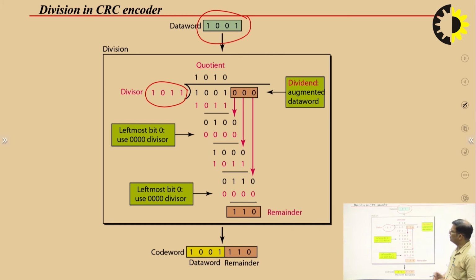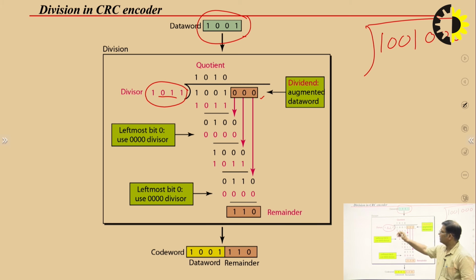So in CRC, this is data 1001. The data length is 4 bits, so we have to append 3 zeros along with this. If the data length is 6 bits, how many zeros do we append? 5, just n minus 1. Now we divide by this divisor, simply dividing.